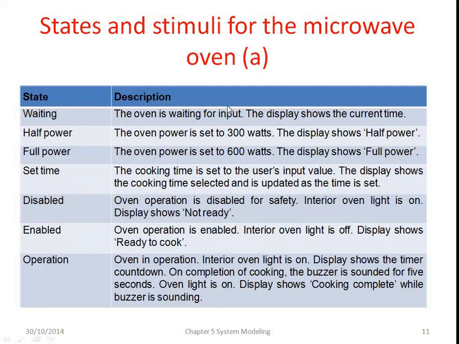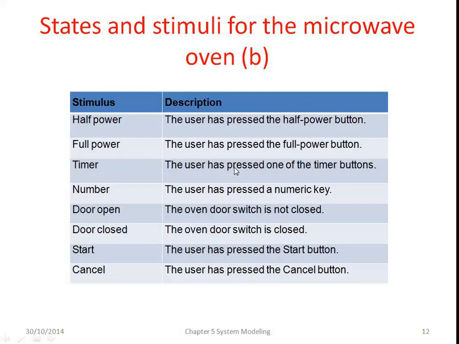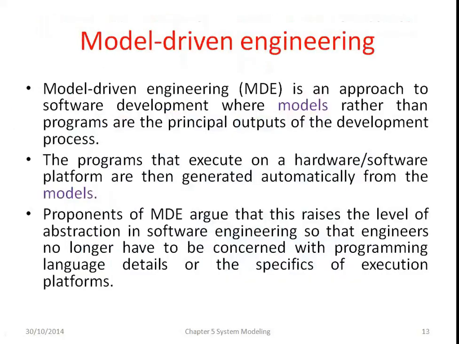Waiting means the oven is waiting for the input. The display shows the current time. Half power means the oven is set to 300 watts. The display shows half power. Full power means the oven is set to 600 watts. The display shows full power. All these explanations are given in the table.